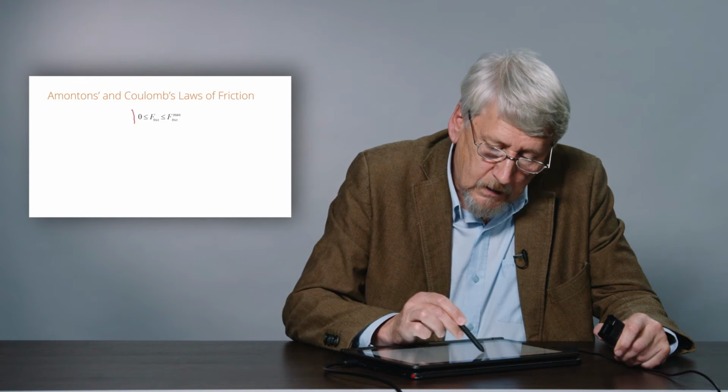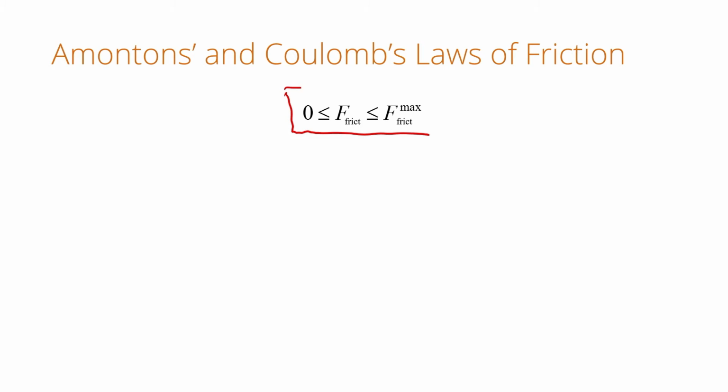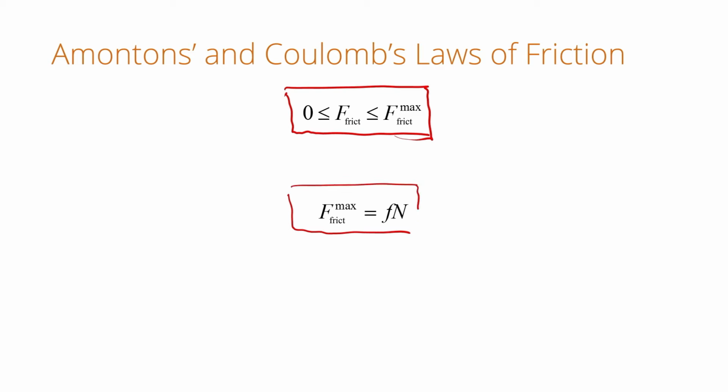Amontons' and Coulomb's laws of friction underlie the process of solving equilibrium problems with the presence of friction. The first law states that the force of friction in equilibrium is changing from zero to a maximal value. Then, it is further stated that the maximal force of friction is proportional to the normal reaction and does not depend on the area of the contacting surfaces. The coefficient of proportionality is a so-called coefficient of sliding friction.